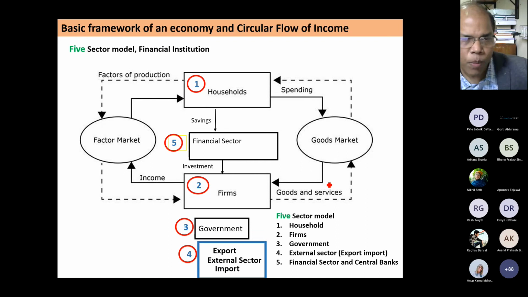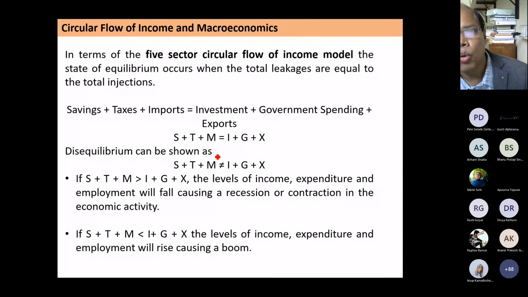So what we see is, as you move from the 2-sector model to 3-sector, then 4-sector, then 5-sector, we introduced 3 leakages. What are they? One is saving. Then tax is another leakage. Then import is another leakage. S is saving, T is tax, M is import. These 3 leakages correspond to 3 injections. Investment corresponds to saving. Government purchase or government expenditure corresponds to tax. Export, that is X, corresponds to import.